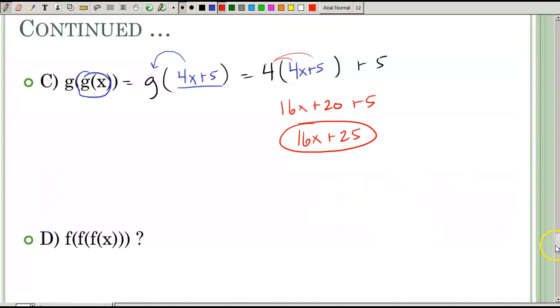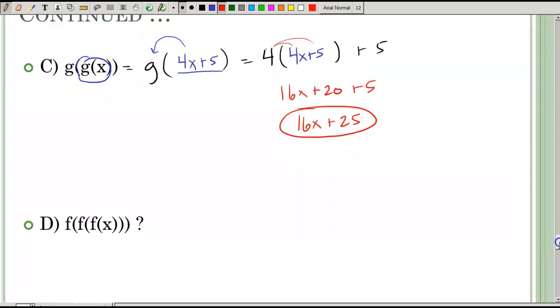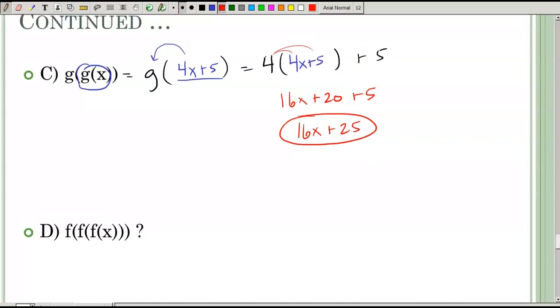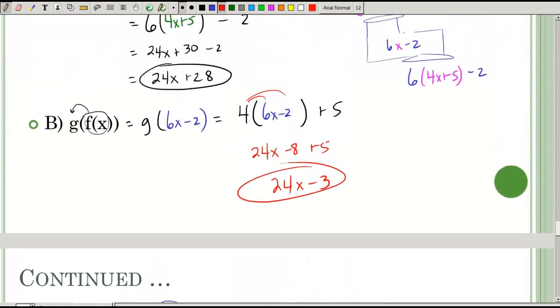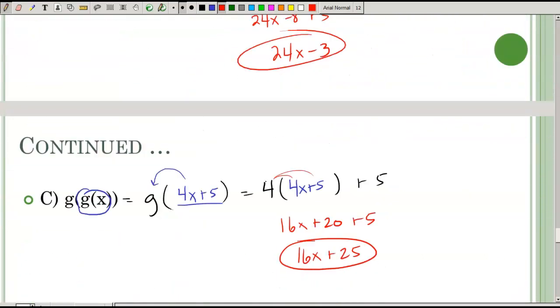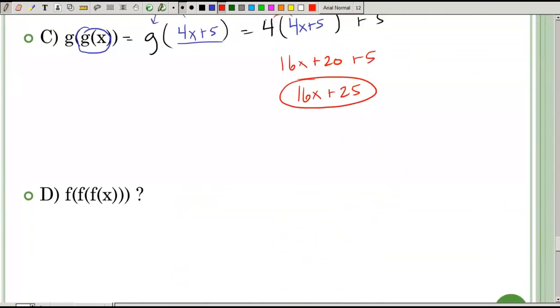f of f of f of x. So I'm basically taking f of x and I'm plugging it into itself twice instead of one time. So what is f of x? f of x is 6x minus 2. And so this is going to look like this. f of, and this is 6x minus 2, 6x minus 2.